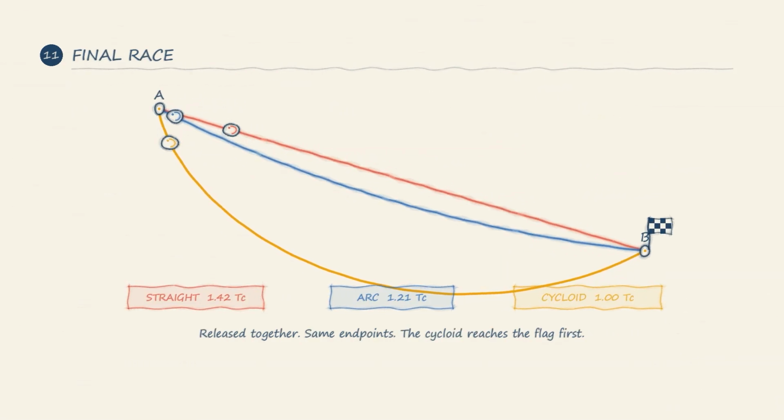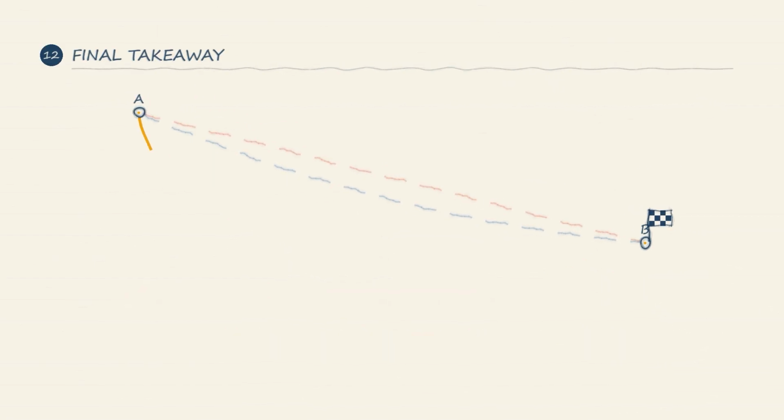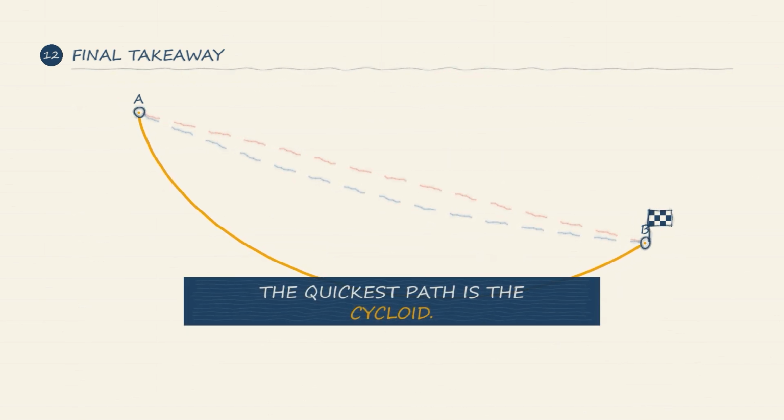Now all three beads are released together from the same point. The cycloid arrives first, followed by the circular arc and straight line. Equal final depth gives equal final speed, but not equal arrival time. The quickest frictionless descent between these points is a cycloid.